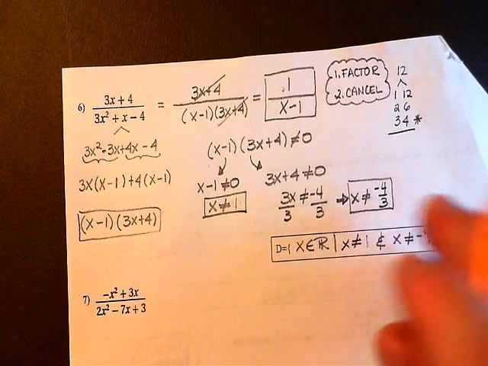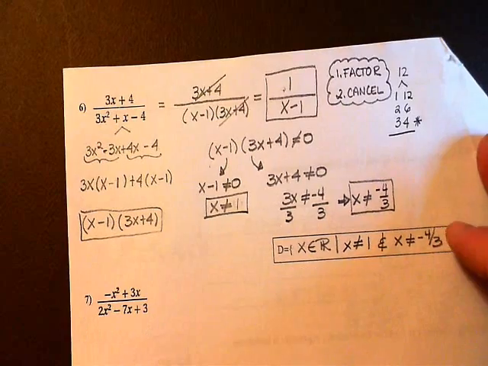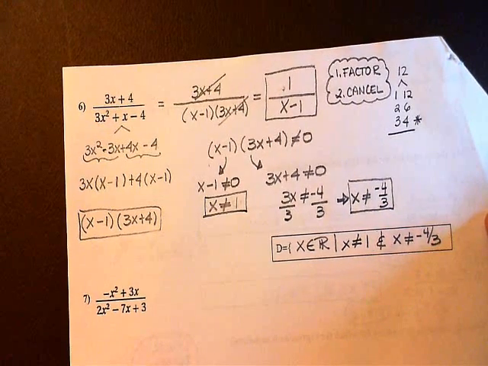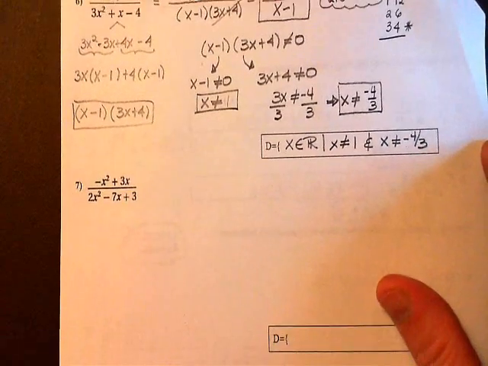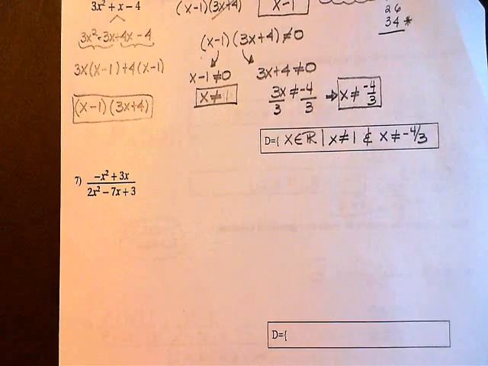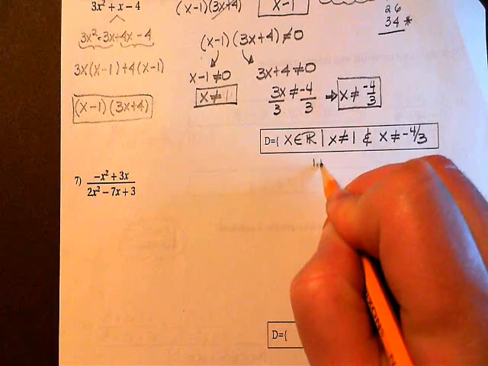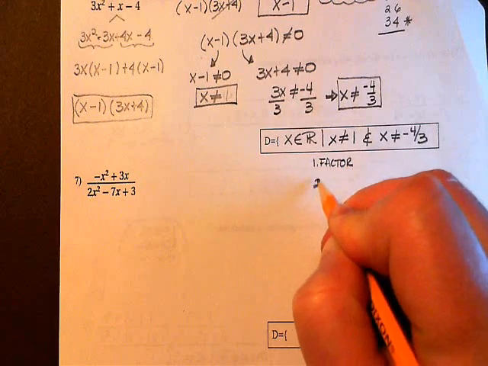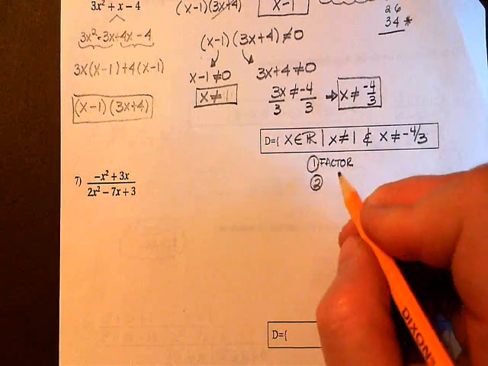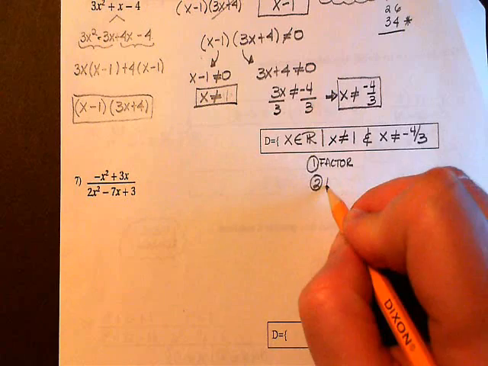So that concludes our problem number 6. Now we're going to go ahead and do problem number 7. Okay, again keeping in mind our objectives, which is first to factor, and then second to cancel.